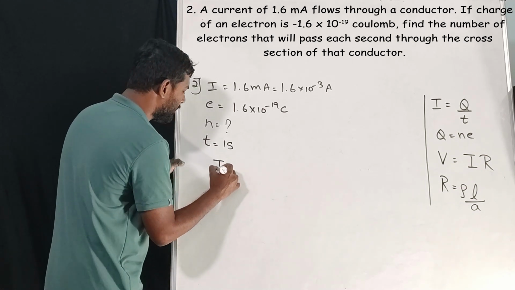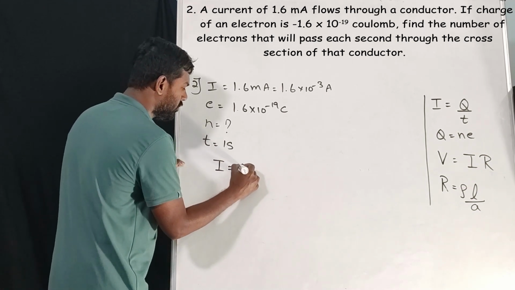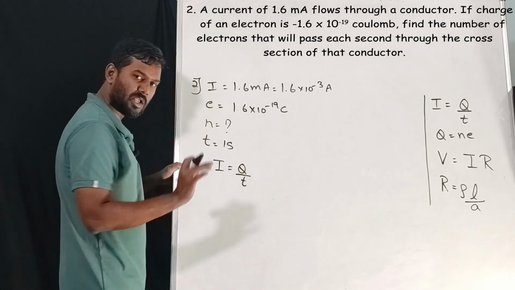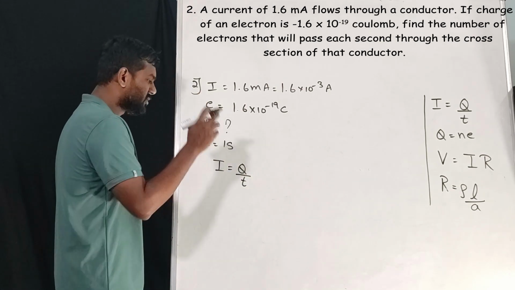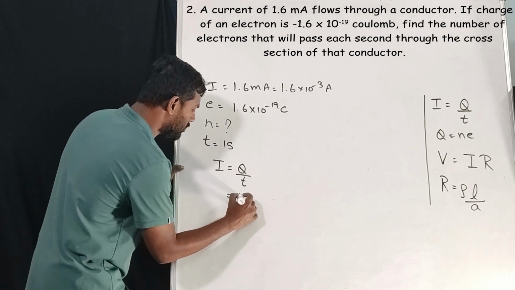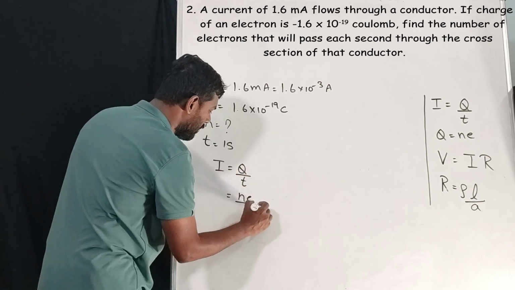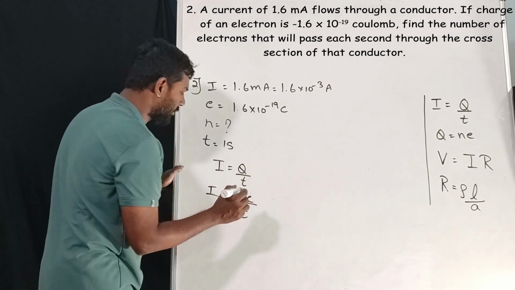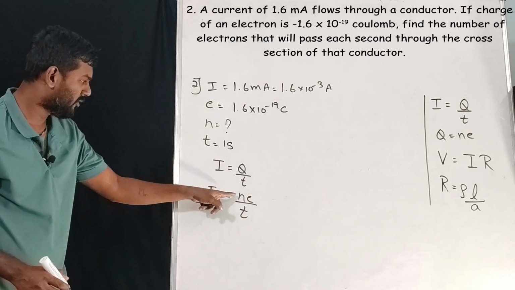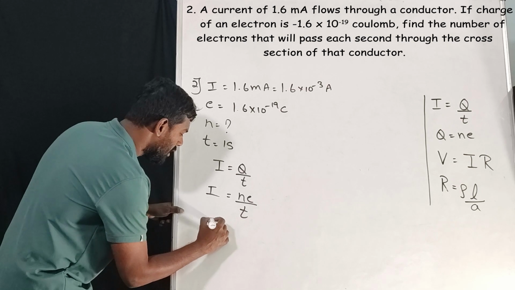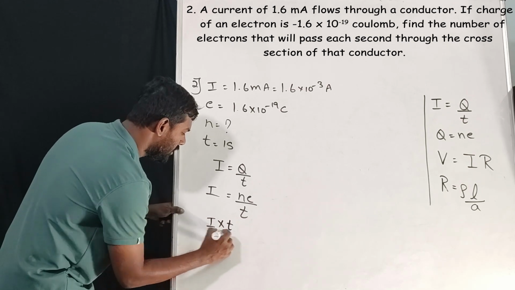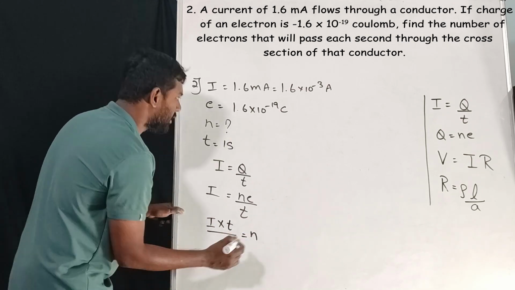What is the main formula? I is equal to Q by T. Q value is not given. They are asking for N value, and E value is given. So Q is equal to N into E, and I is equal to Q by T. What we want is the value of N, the number of electrons. So move these to that side: I into T divided by E is equal to N.